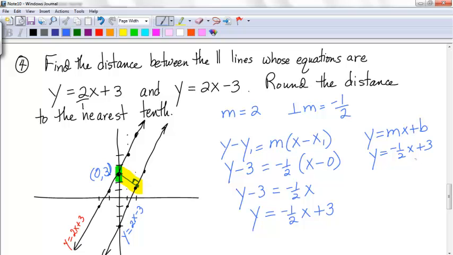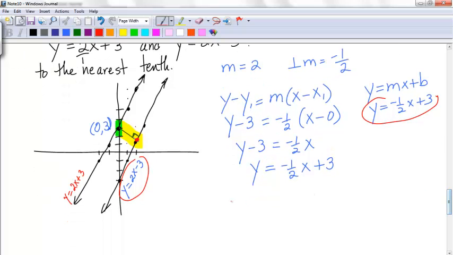Okay, now I've got that equation, and I'm working with this point. I need to find out what this ordered pair is down here. That ordered pair is on both this line and this line. Set the y's equal. Set y equal to y because they're the same ordered pair, so the y's have to be equal. So set 2x minus 3 equal to negative 1/2 x plus 3.